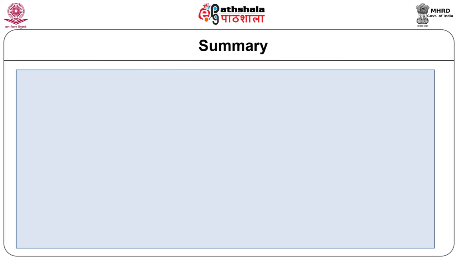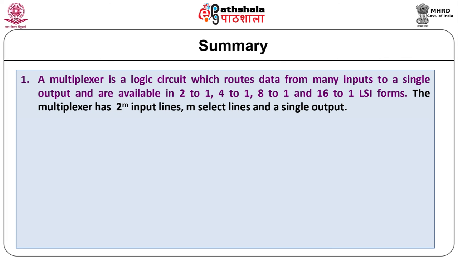Let us now summarize the things that we have studied so far. A multiplexer is a combinational logic circuit which routes the data from many inputs to a single output and is available in 2 to 1, 4 to 1, 8 to 1 and 16 to 1 forms. The multiplexer has 2^m input lines, m select lines and a single output.